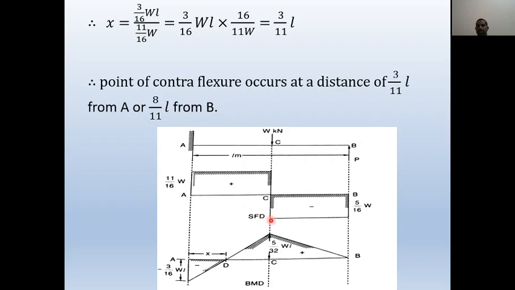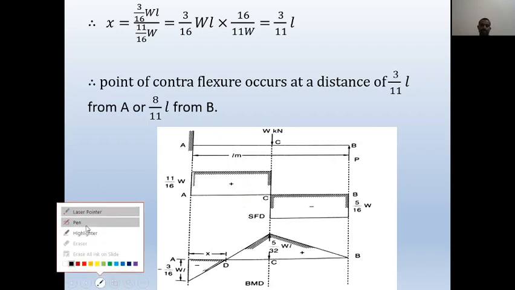From B to C we have no load, it will be constant up to here, and again at this particular point we have a prop reaction of 5 by 16 W. So when you add 5 by 16, it will exactly reach the initial point. So this is nothing but the shear force diagram for this particular propped cantilever beam.